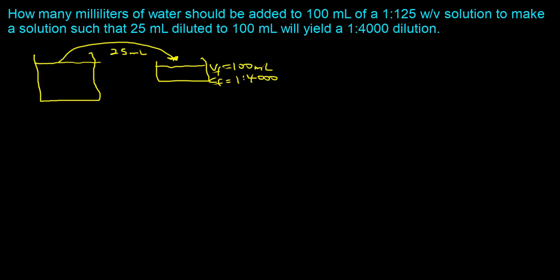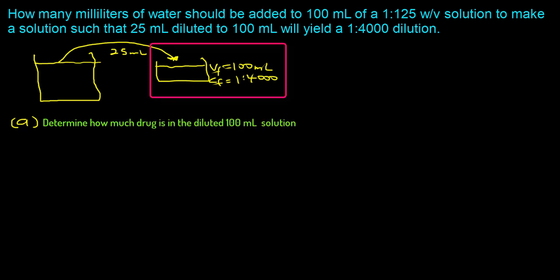Now, what we know is that in the original mixture, you had 100 milliliters of a 1:125 weight by volume solution, but we need to dilute it before we take out the 25 milliliters. So we don't know the volume of water that needs to be added to dilute it down, and that is what we need to determine. But the way you go through this problem is to go through 3 major steps. And the first step here is to determine how much solute or drug is present in the 100 milliliter solution having the concentration of 1:4,000.